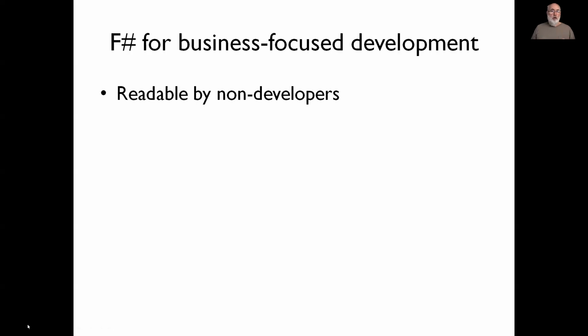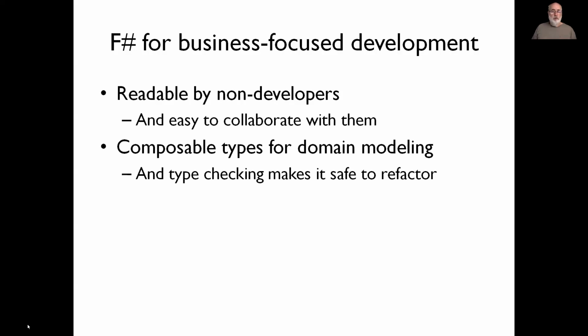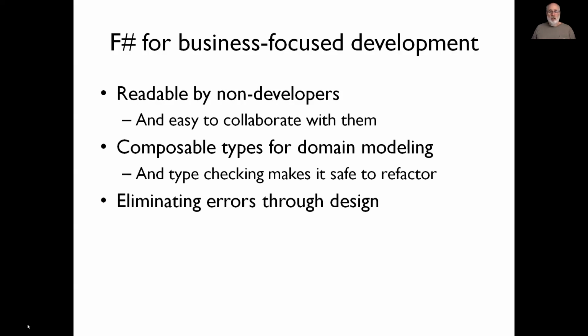First of all, the code is very readable by non-developers. I'm going to be showing types code, not talking about the implementation in detail. It's very easy to collaborate with non-developers. I use composable types for domain modeling. I call them composable, and you'll see why in a minute. And of course, we've got type checking, which makes it very easy to refactor and change things as the rules and policies change. And finally, I want to quickly talk about how you can eliminate errors at design time rather than at runtime. This is often called making illegal states unrepresentable.